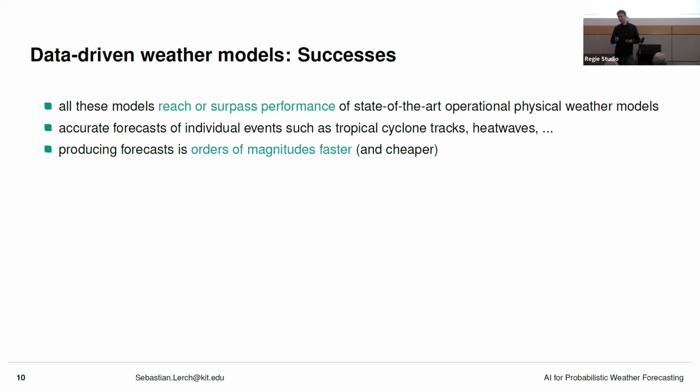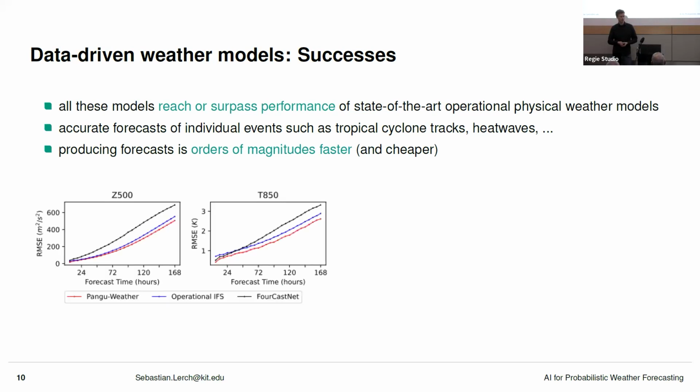Now, what all these models have in common is that they reach, at the very least, or surpass, in many cases, the forecasting performance of state-of-the-art physics-based weather models that are being used in day-to-day weather forecasting by weather services. So they provide accurate forecasts overall on average, but also of individual events like tropical cyclones, heat waves, and so on. And as expected, producing forecasts is orders of magnitude faster and cheaper than with physics-based models.